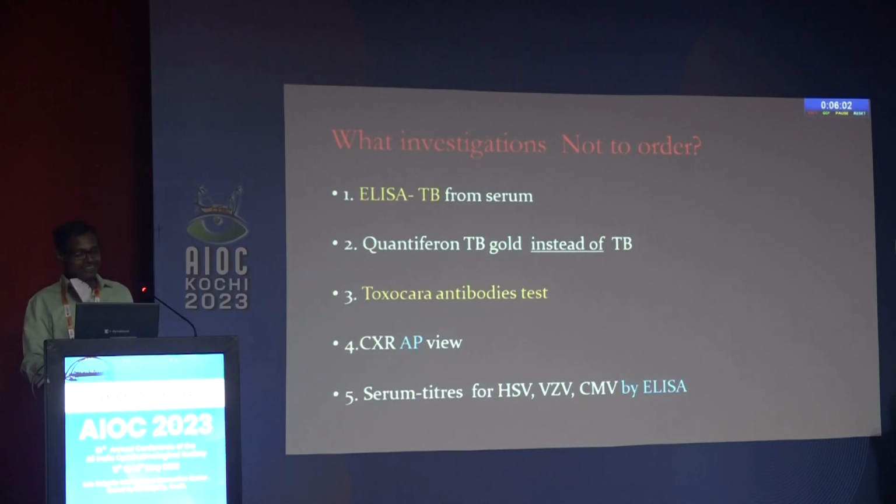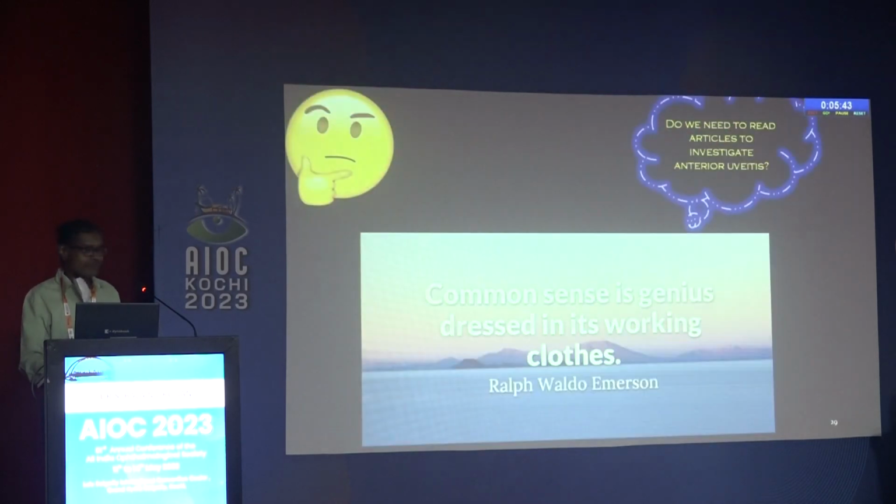You need to be a good clinician. And chest X-ray, if you order an AP view instead of a PA view, it could be a maze. You will not see the details. Serum titers for HSV, VZV, CMV by ELISA, again, the pre-test probability is very poor, so you need not order all these useless investigations.